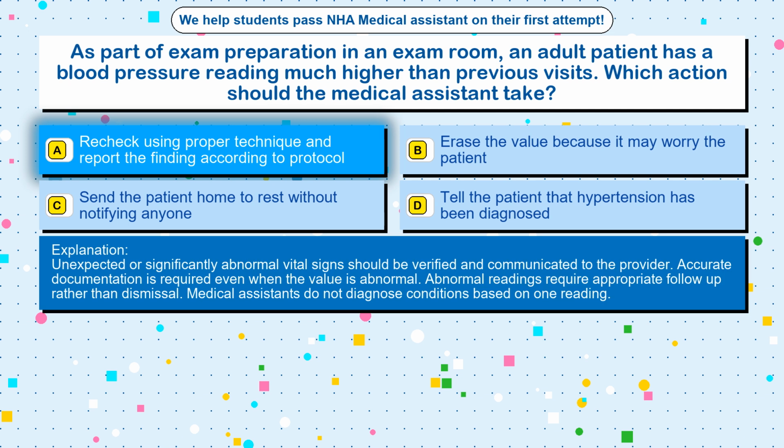Unexpected or significantly abnormal vital signs should be verified and communicated to the provider. Accurate documentation is required even when the value is abnormal. Abnormal readings require appropriate follow-up rather than dismissal. Medical assistants do not diagnose conditions based on one reading.